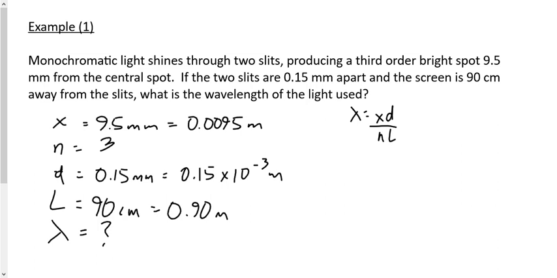Okay, but we got to do a little check because this one's only valid if the angle is less than 10 degrees. What's our rule of thumb? Is L greater than 10 times x? What's the value of x? 0.0095. Multiply it by 10: 0.095. What's L? 0.9. Is L greater than 10 times x? Yeah, so we're good there.